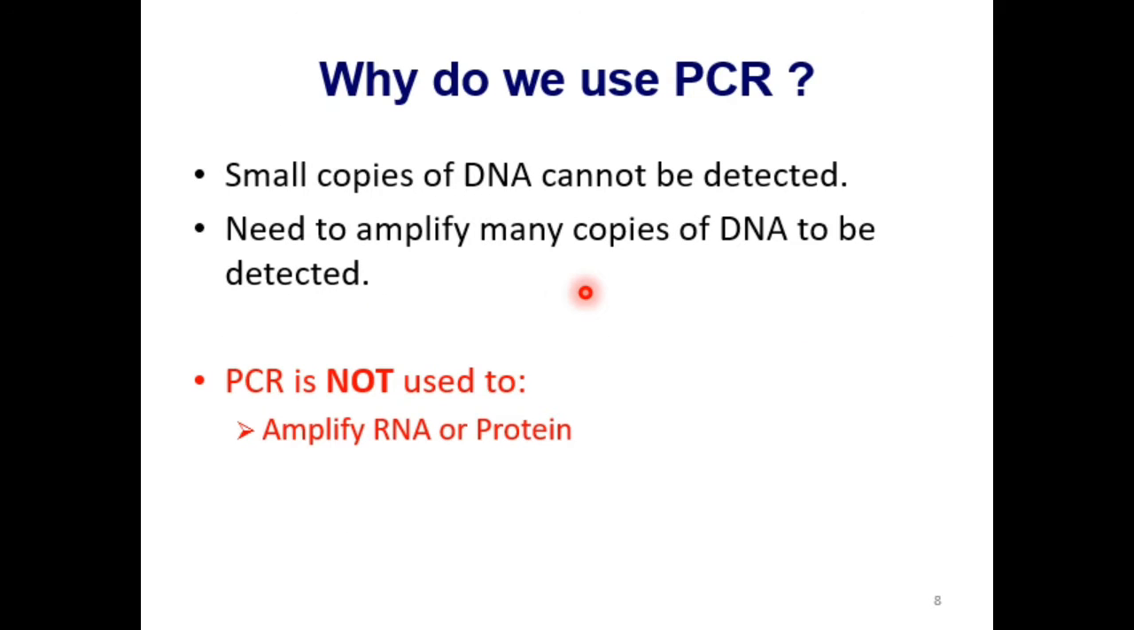Why do we need to use PCR? Of course, because DNA is a very tiny molecule that cannot be detected, that cannot be seen. So we need to amplify it into many copies of DNA that can be detected, that can be searched, that can be looked for, okay? So the DNA is very tiny, you cannot do anything with it, so you need to amplify it and produce many copies.